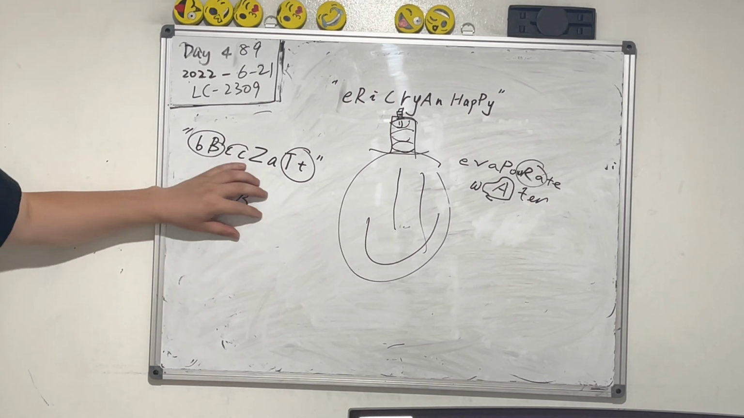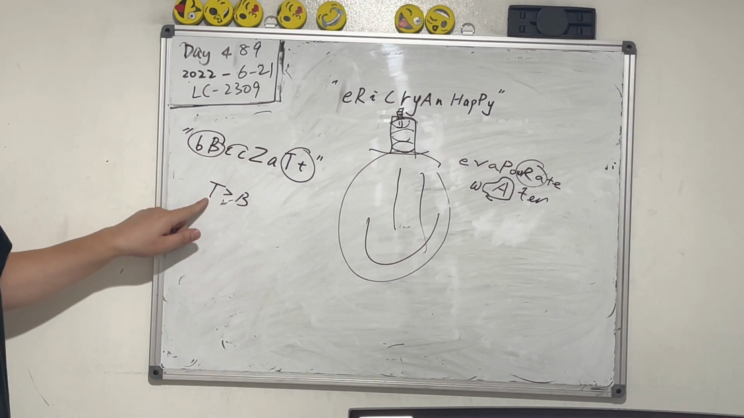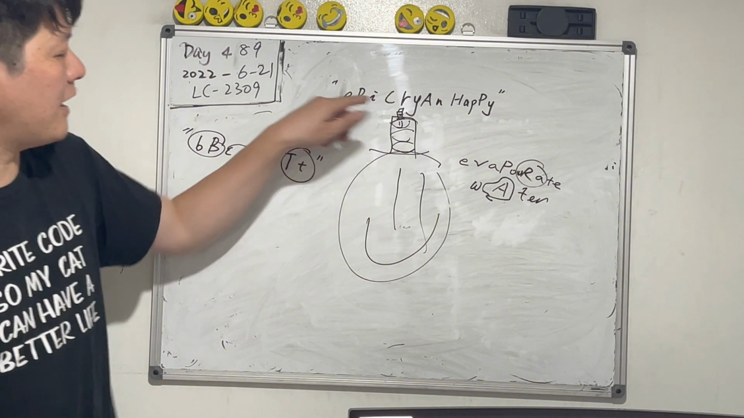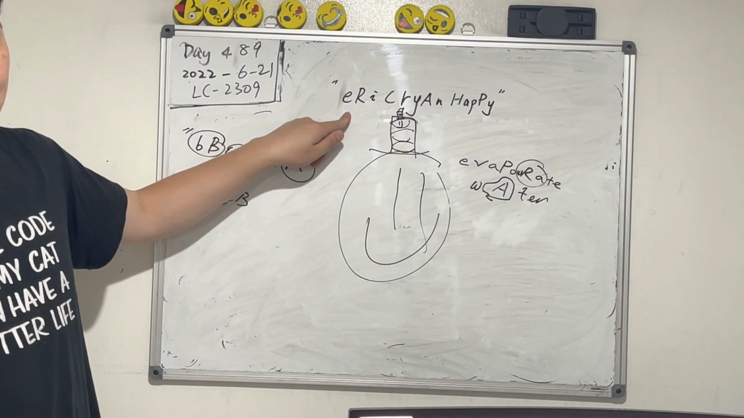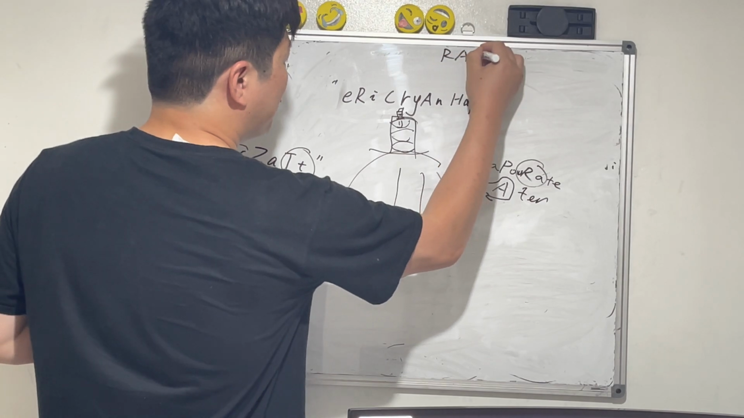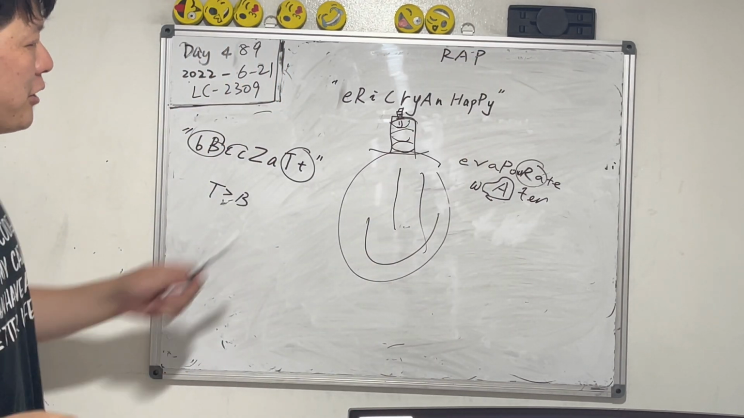Which letters appear in both uppercase and lowercase? B, T. Yeah, and T is bigger than B, so we return the T in uppercase. And how about this one? Which letters appear? R, A, and P. Which is the greatest? R, so we return R.